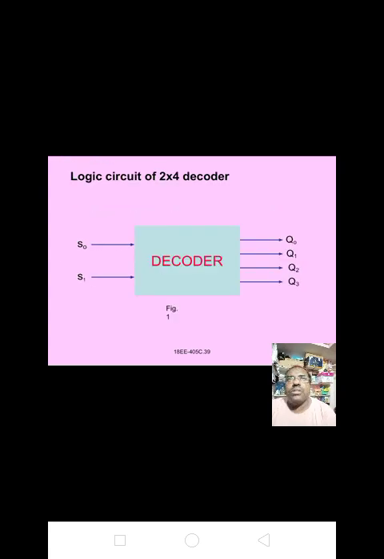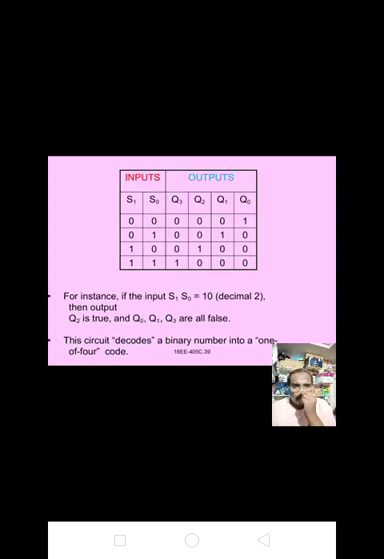Here I have shown the logic circuit of the 2 to 4 decoder. Here the inputs are S0, S1 and the outputs are Q0, Q1, Q2, Q3.